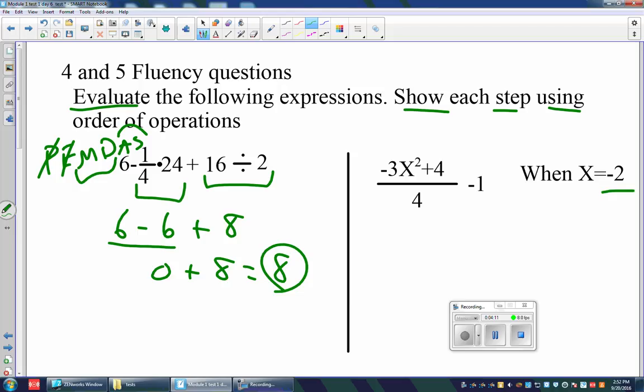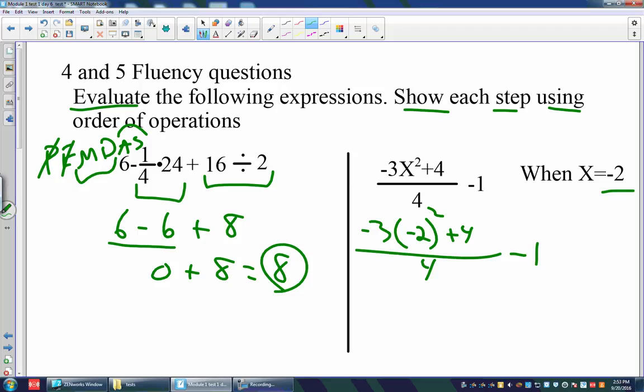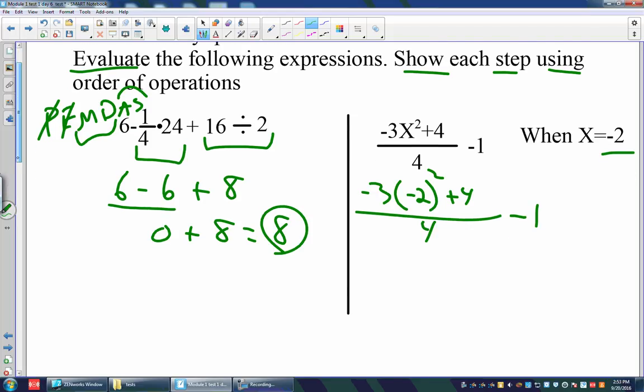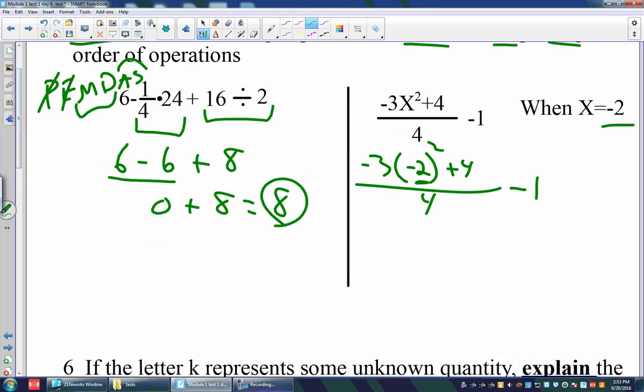X is -2, do exactly the same thing here. -3 times parenthesis, -2 squared plus 4, all over 4, then subtract 1. Parentheses, there is nothing to do inside the parentheses, so exponents, -2 squared. -3 times 4, because -2 squared is 4. Have to put it in parentheses into your calculator to get the right answer. That's -1.